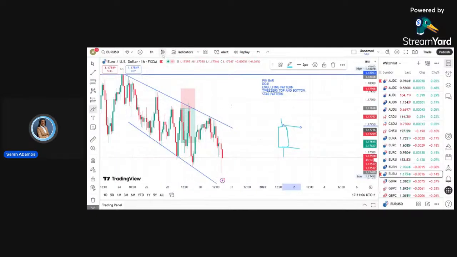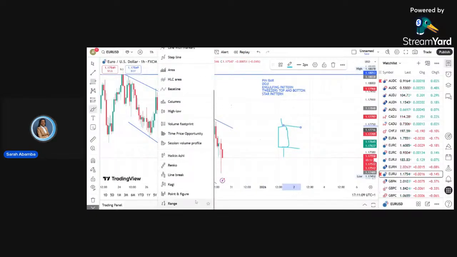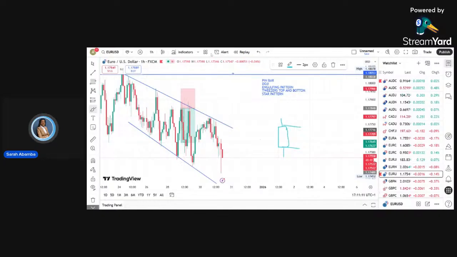That is how a lot of people set theirs. Me, that is how I set my charts. Some persons use the black color and the white color, but mine is the green candles are my bullish candles, whereas the red candles are my bearish candles.